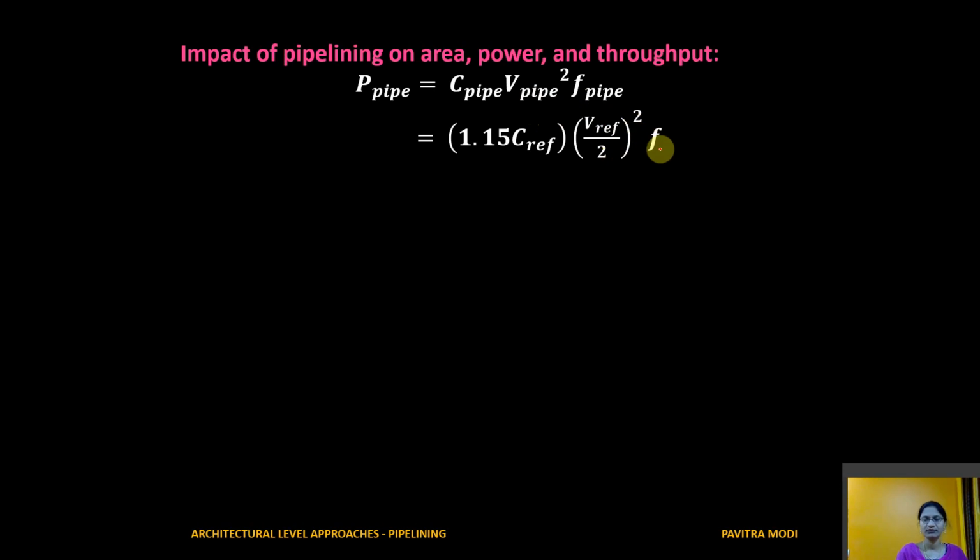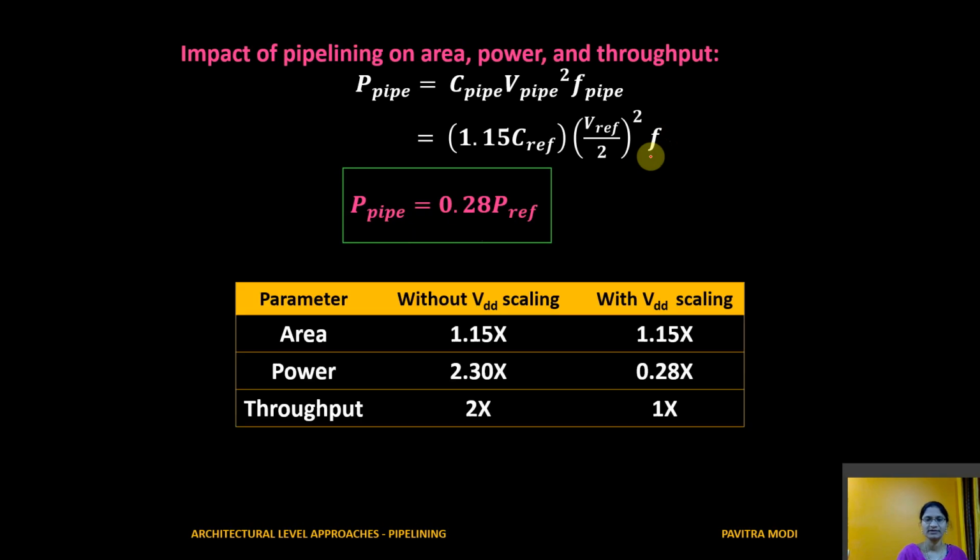Fine. Therefore, the frequency with which the inputs are going to be applied is the same. Therefore, your circuit won't be delayed. Therefore, the amount of power consumed is 0.28 times that of P reference, which is similar to the amount of power consumed in case of parallelism. But the advantage we get with pipelining is that here the operating frequency is F only. We are not going for F reference by 2. Therefore, your circuit is faster when compared to parallelism.